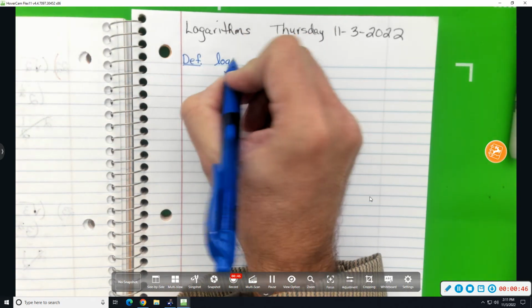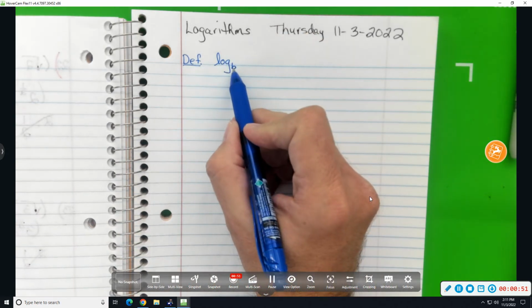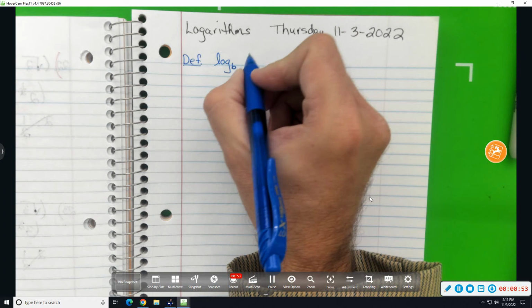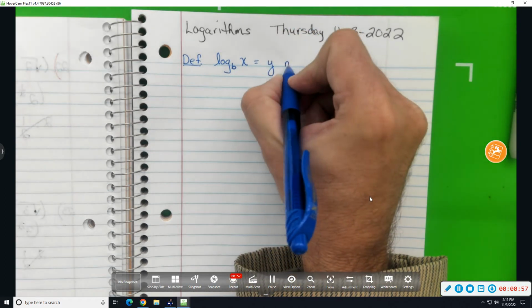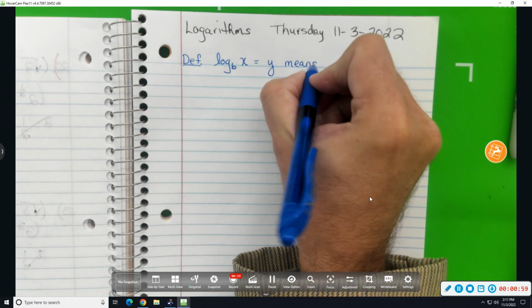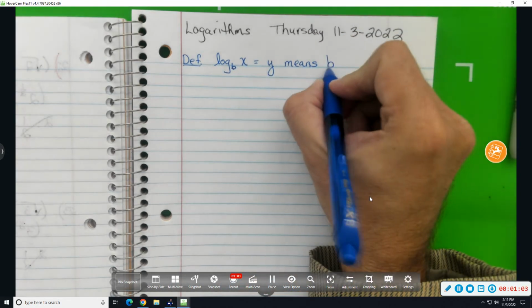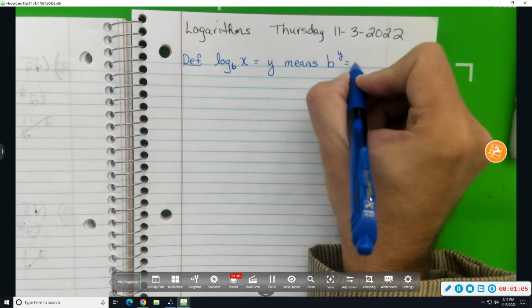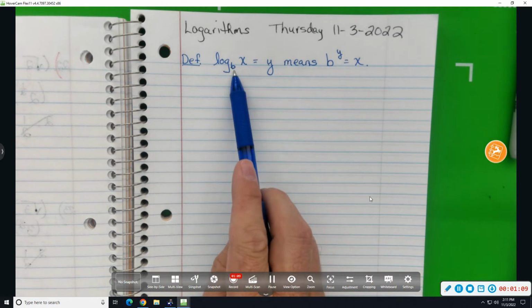L-O-G, log, and this is a subscript. Log base b of x equals y means b to the y power is x. Notice b has the same restriction as a base for an exponential function.